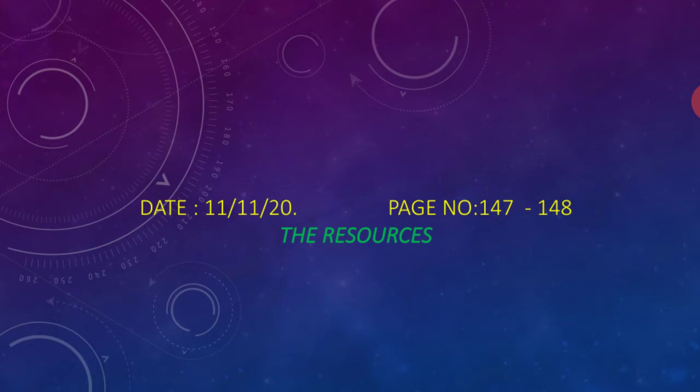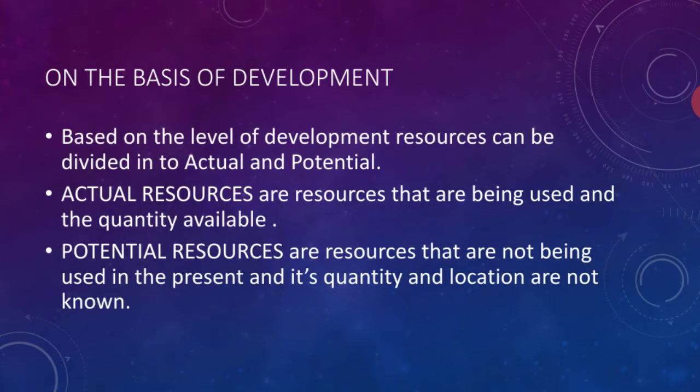Now we are going to see the classification on the basis of development. Based on the development, resources can be divided into actual and potential resources. Based on how much quantity we have, the resources are divided on the basis of development. So it is divided into two: one is actual and the other one is potential.